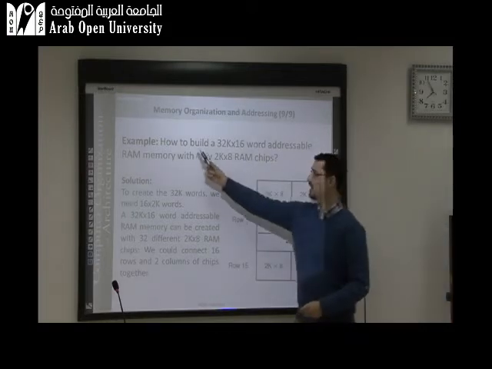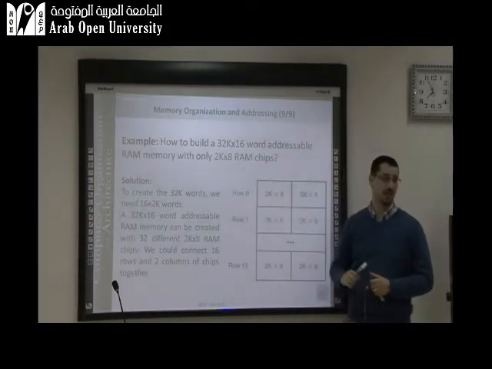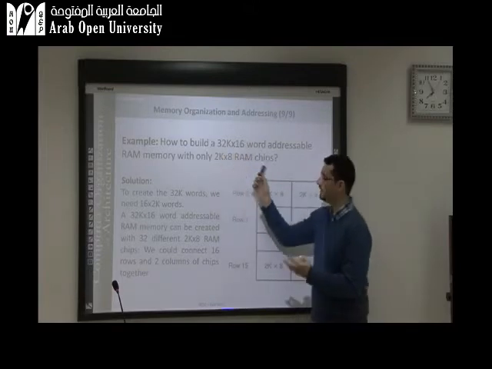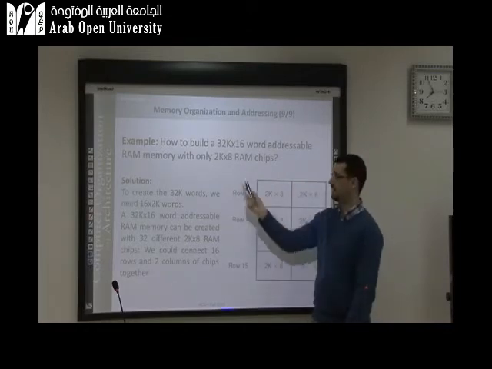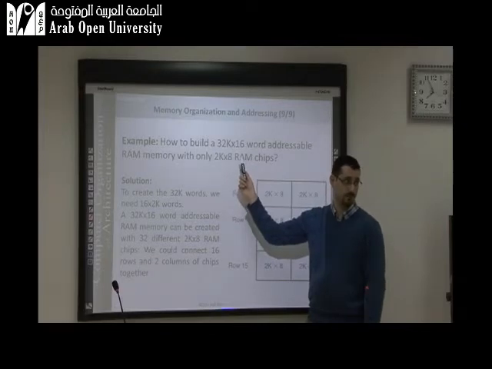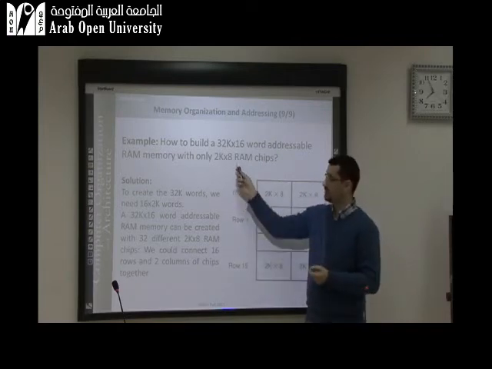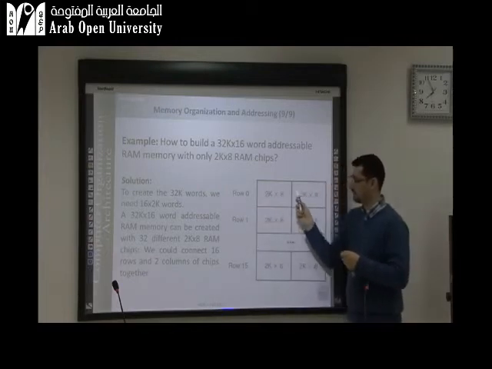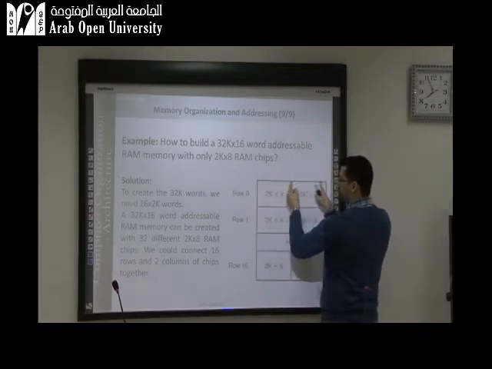For example, if we have a 32K times 16 word addressable memory that is constructed using only 2K times 8 RAM chips, how can we create this memory? So we need to create a memory that is 32K times 16 word addressable, but we only have chips that are 2K times 8 RAM. Okay? So what does this mean? I need a word size of 16, while the chips we have contain only 8 bits per line. Okay? So at first, to create one word, I need to put two chips on a single line. To create 16 bits per line, I need 8 bits here and 8 bits here.